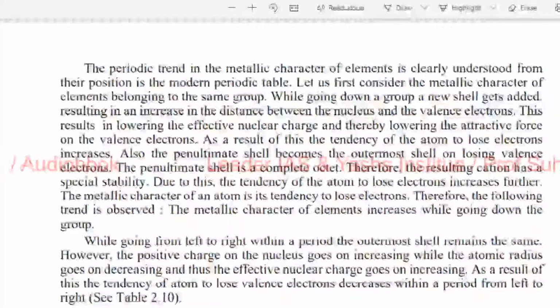While going from left to right within a period, the outermost shell remains the same. However, the positive charge on the nucleus goes on increasing while the atomic radius goes on decreasing, and thus the effective nuclear charge goes on increasing. As a result of this, the tendency of the atom to lose the valence electron decreases within a period from left to right. In brackets, see table 2.10.